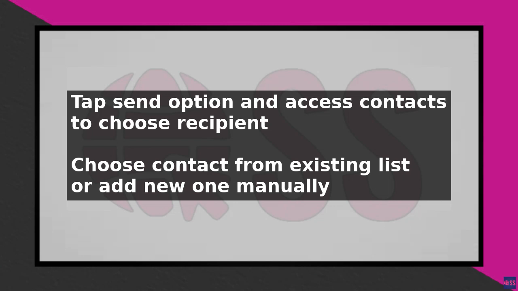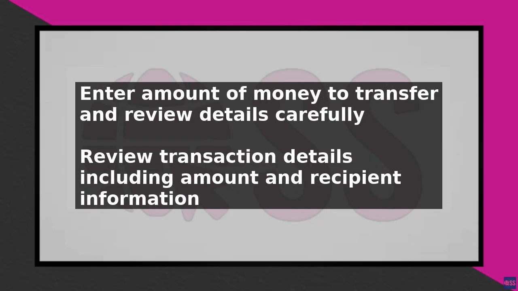Next, tap on Access Contacts and choose a recipient from your existing contacts or add a new one by selecting New Contact and then Add from Device. Choose the contact you want to add, such as a phone number or email address, and tap Continue.